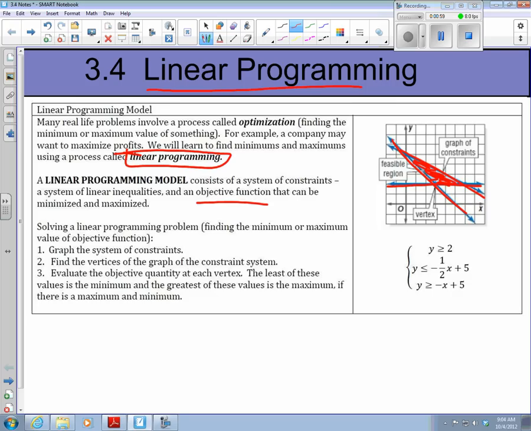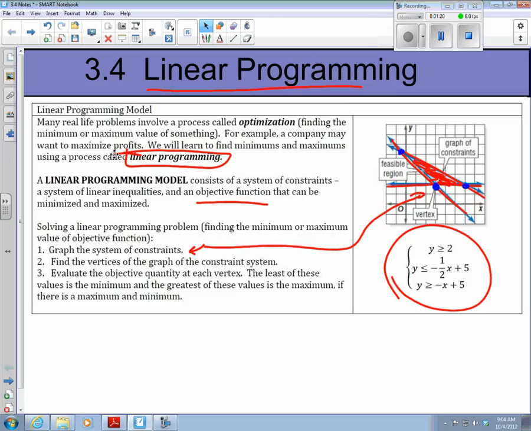Anyway, you're going to graph the constraints and find that feasible region. These are your constraints right here. They're all inequalities. Find the vertices of the constraints, the corners, basically, of your constraints. And then finally, evaluate the objective quantity at each vertex. So the least of these values is called the minimum, the greatest is called the maximum.